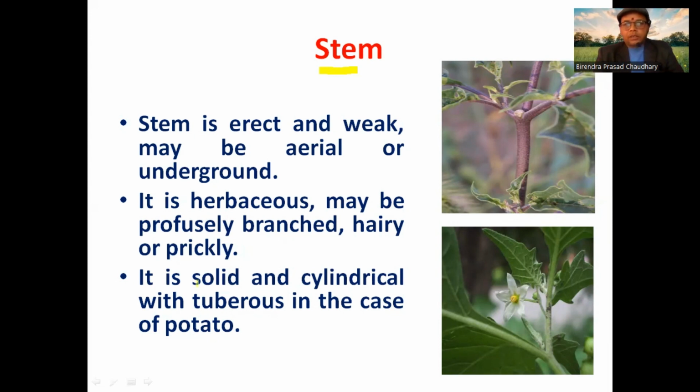It is solid and cylindrical. Their shape is cylindrical, as you are looking here. This is the stem of Solanum melongena, or you can say brinjal. It is of cylindrical form. In the same way, this is the stem of Lycopersicum esculentum, which is called tomato. So like these, the stems are considered cylindrical.